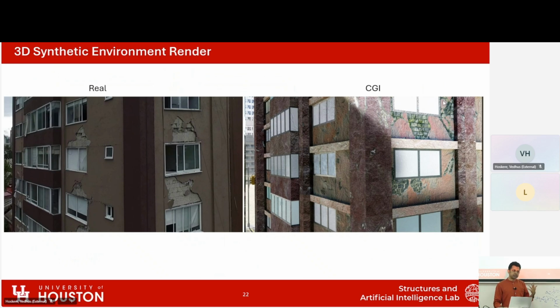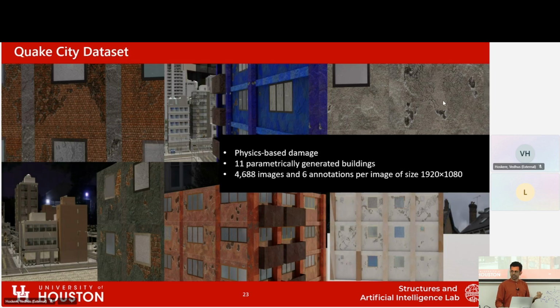So with the same process, we generated many buildings and created a data set. This is called Quake City, which is available. You can feel free to download it from my website. And we can change things like the color of the building. You can change the location of the UAVs. We can change the lighting. All of these things we could change in the real world. You can also control them.